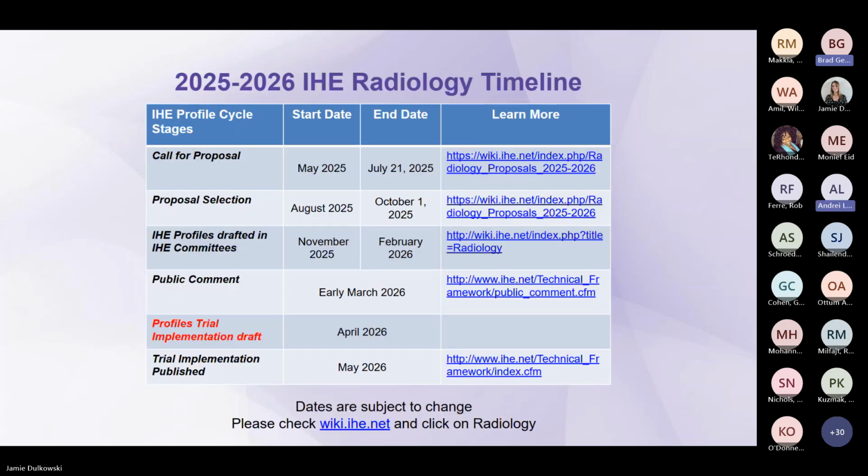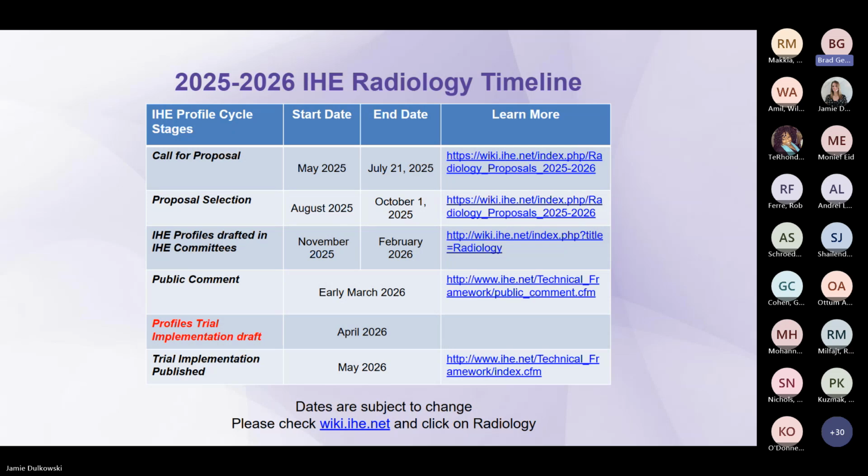We go through every year the process to consider new profiles and white papers. We have put out a call for proposals, and in about 1 week's time, that'll be the last day to submit proposals. You can learn more about the proposal submission process if you go to the wiki page on IHE.net. And that will walk you through a short 1-pager: what is the problem statement? What are we trying to solve for? Why it's important that we do this in an interoperable fashion.